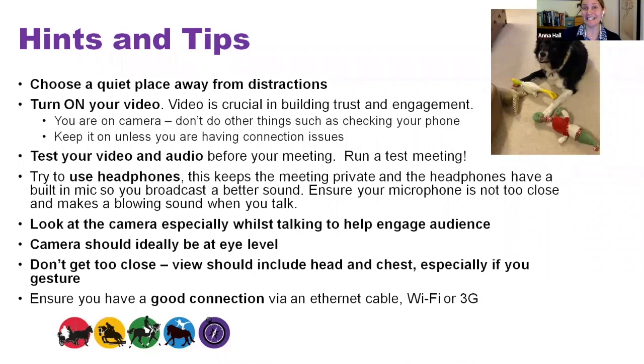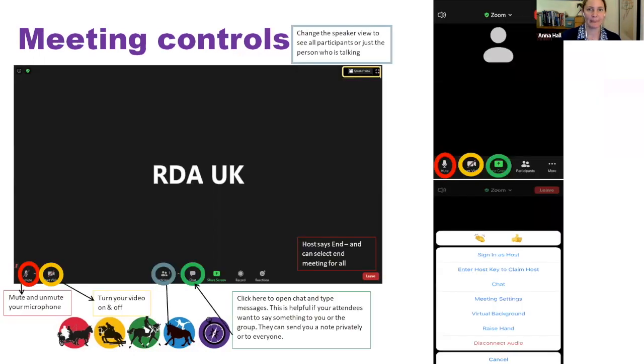The camera ideally should be at eye level. It's not perfect in my situation. It's actually a little bit high for me. And don't get too close. Ideally, I probably should be slightly further back so you can see my hands gesticulating. It's a little bit more natural, but you need to make sure you've got the right setup. Ensure you've got a good connection as well, through an Ethernet cable, Wi-Fi or 3G.